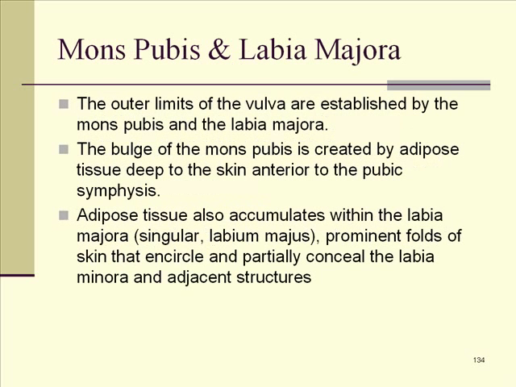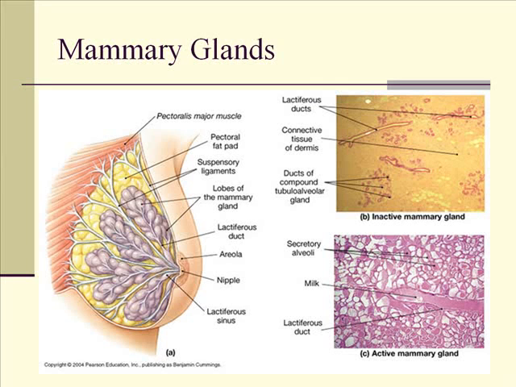The mons pubis and the labia majora, I already showed you in the illustration. Outer limits of the vulva are established by the mons pubis and the labia majora. The bulge of the mons pubis is created by adipose tissue deep to the skin, anterior to the pubic symphysis. Adipose tissue also accumulates within the labia majora. There are prominent folds of the skin that encircle and partially conceal the labia minora and adjacent structures.